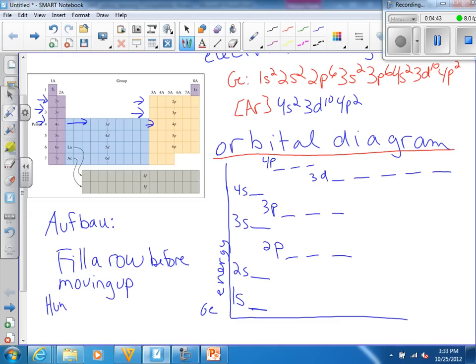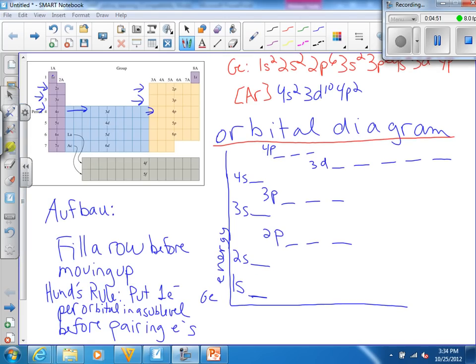We also have Hund's rule, which says put 1 electron per orbital in a sublevel before pairing electrons. So we have our 32 electrons we need to put in here. Let's start at the bottom. 1, 2. Remember, there can be 2 electrons per orbital. I've filled that, I can move up. 3, 4. I have filled that, I can move up. That was Aufbau's principle.